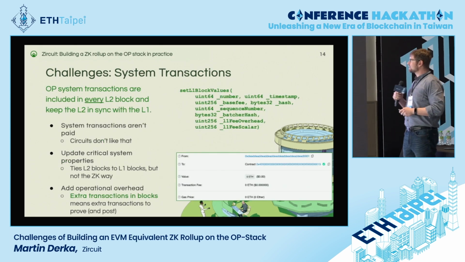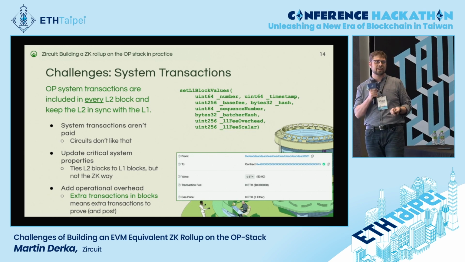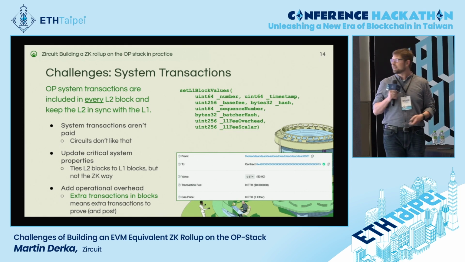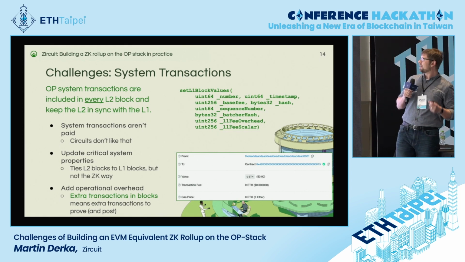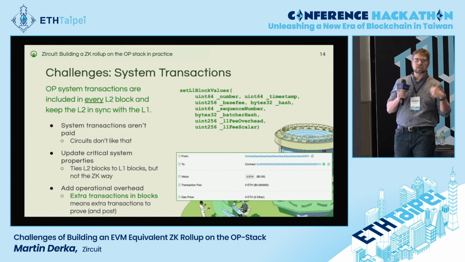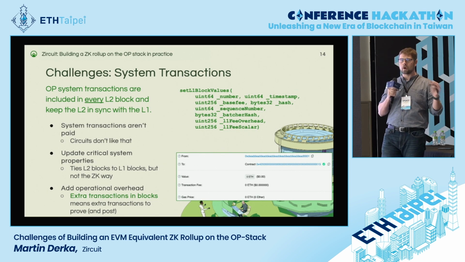Cool. So system transactions, that's the second type of transaction that is inherently necessary inside of the OP stack. What do they do? Here up there, you can see what they do. They actually take some values from L1, such as the block number, such as the timestamp, such as the base fee, and so on, and then they record them into a smart contract on L2.